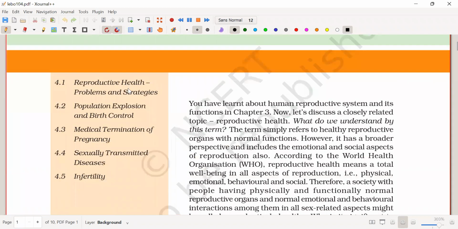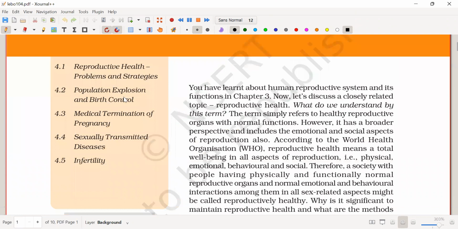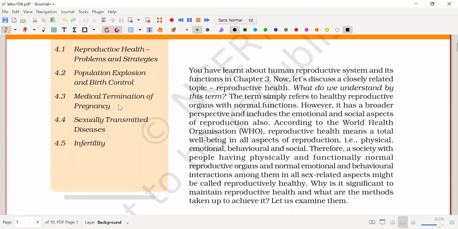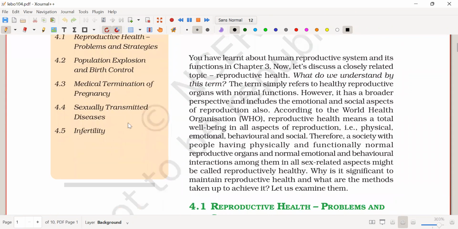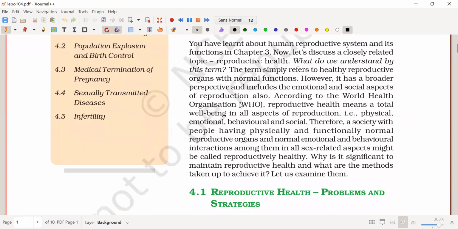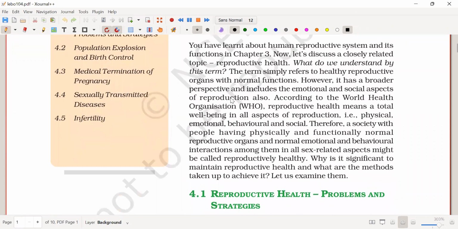Reproductive health, problems and strategies, population explosion and birth control, medical termination of pregnancy, sexually transmitted diseases, infertility. And these are the topics which we are going to discuss now.